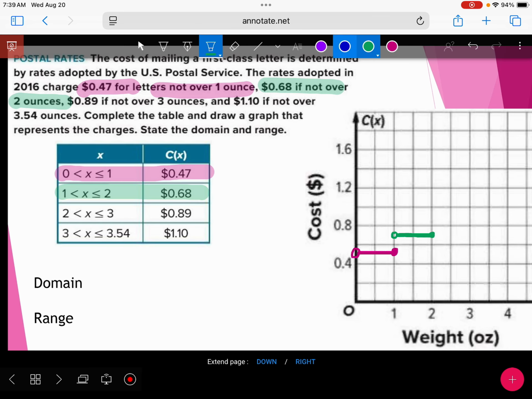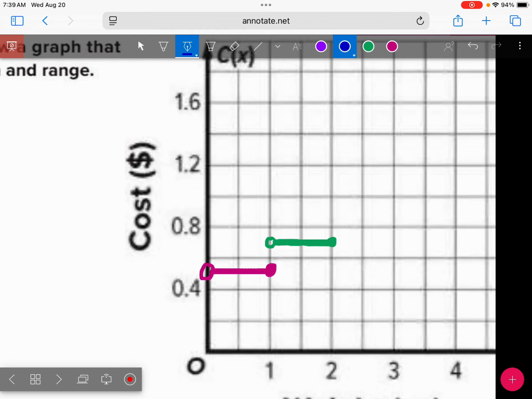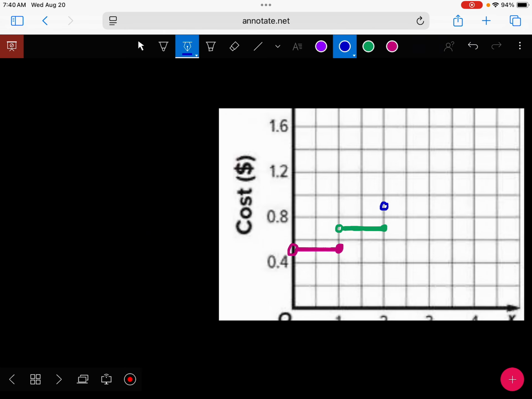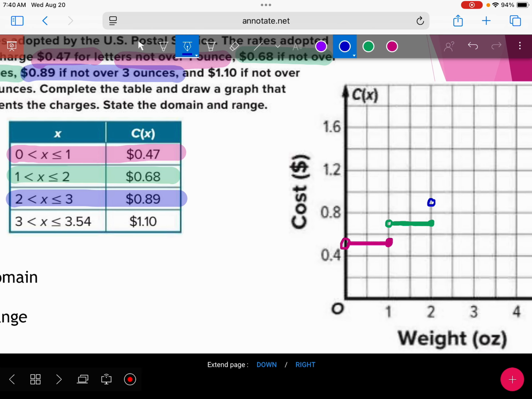Our next one that they're giving us is 0.89 if it's not over 3 ounces, so the very same vibe, starting from 2.000001, a smidge over 2, all the way up until 3. It's going to charge us 89 cents. So 89 cents, that's almost 90 cents, that's right about here. And again, I can go all the way to 2, but I cannot equal 2.